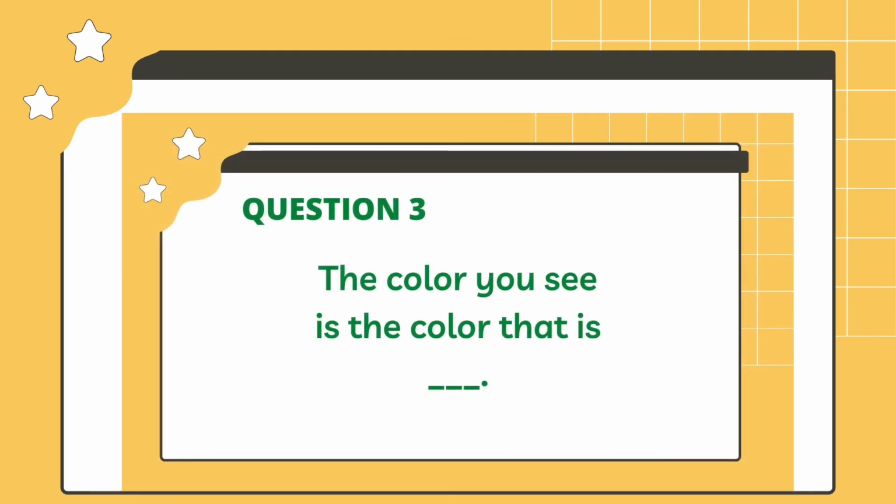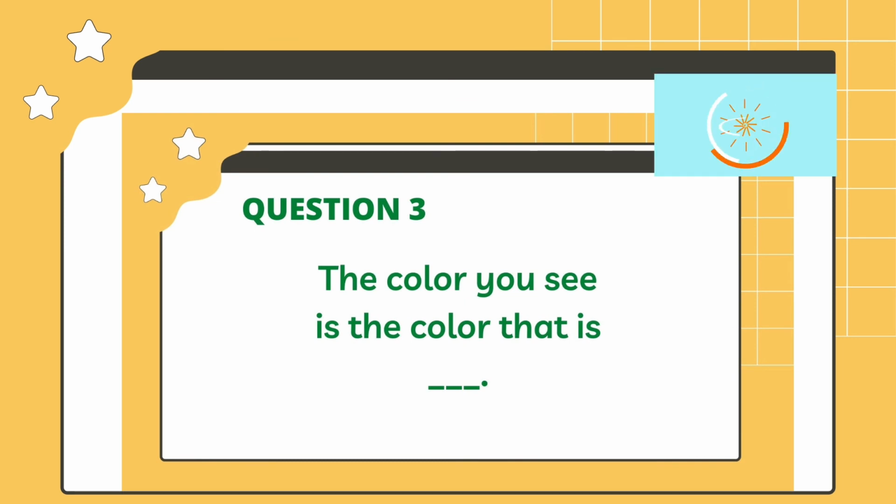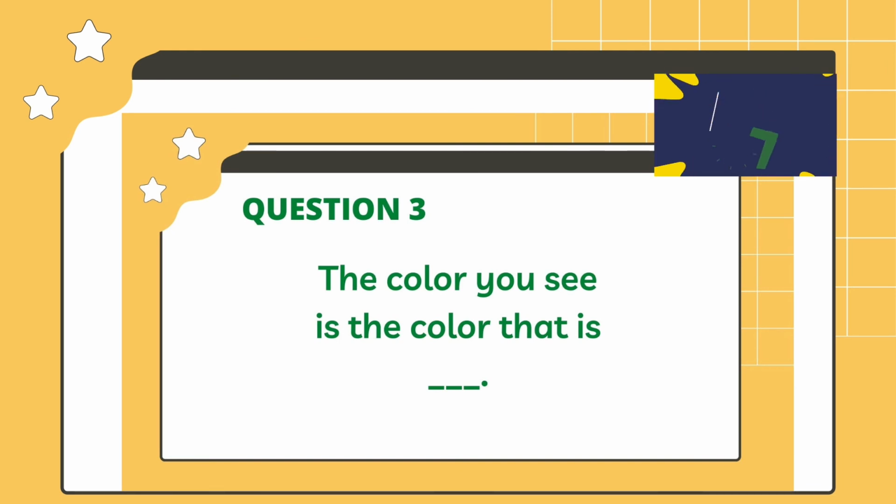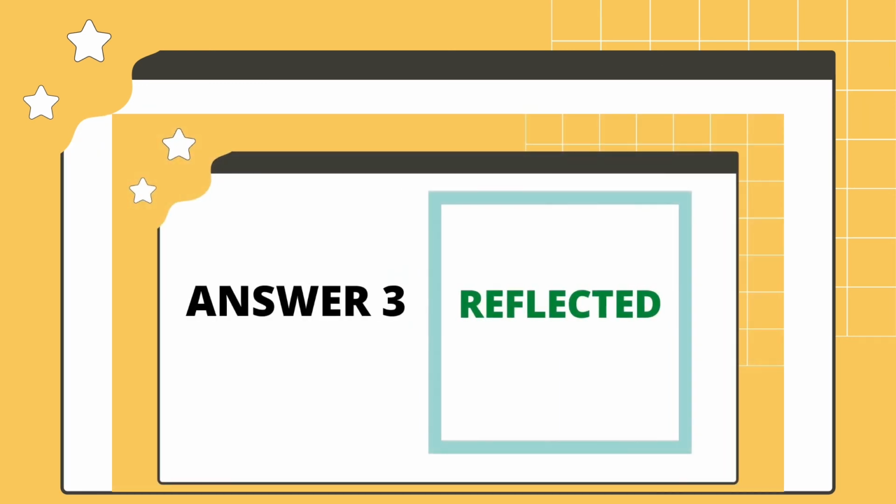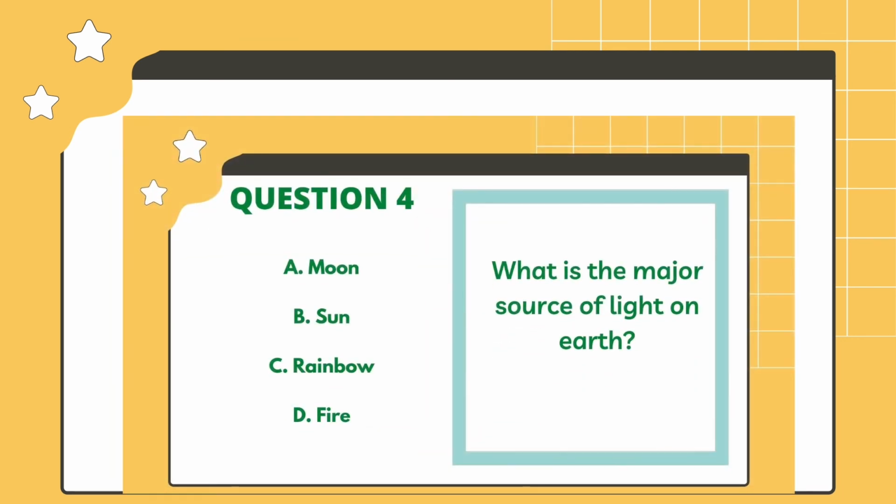Question 3. Fill in the blank. The color you see is the color that is blank. Correct. The answer is reflected. Question number 4. What is the major source of light on Earth? A. Moon, B. Sun, C. Rainbow, D. Fire.